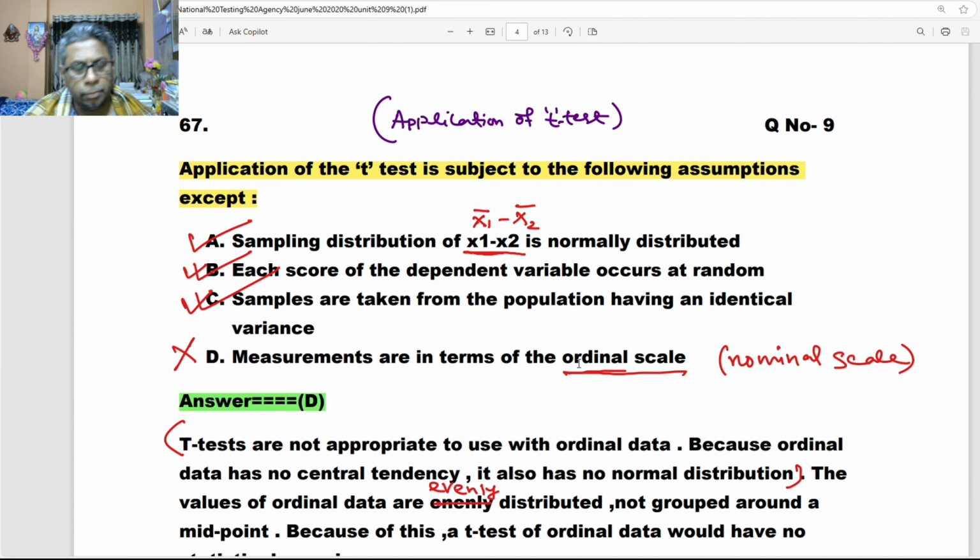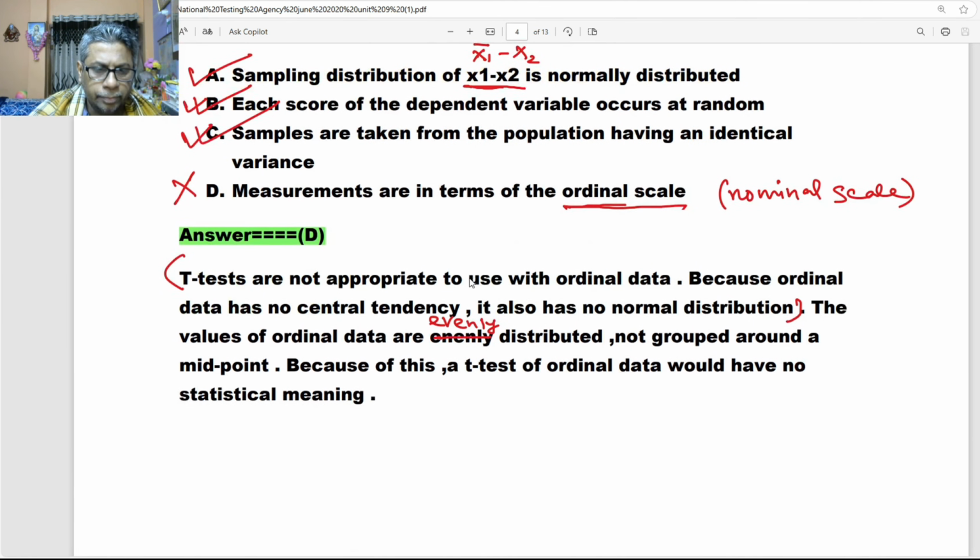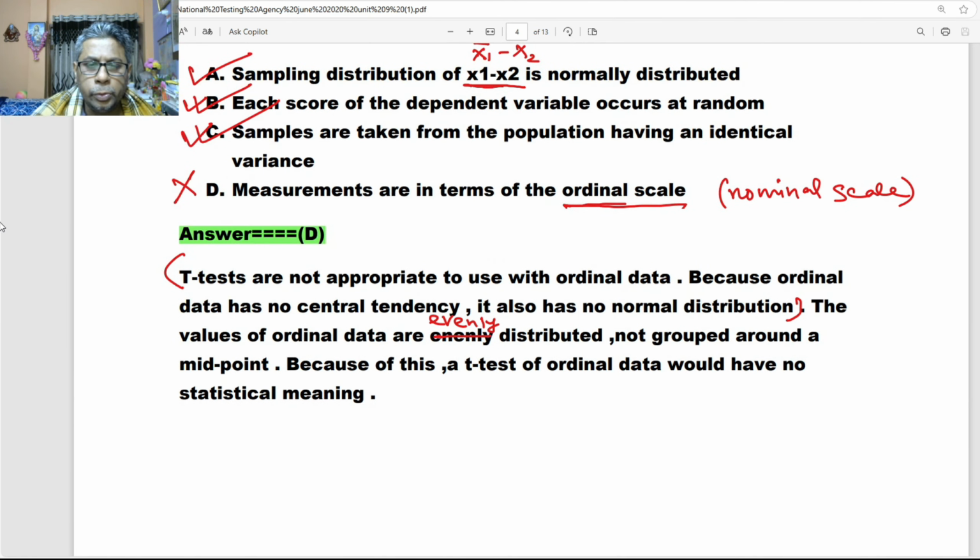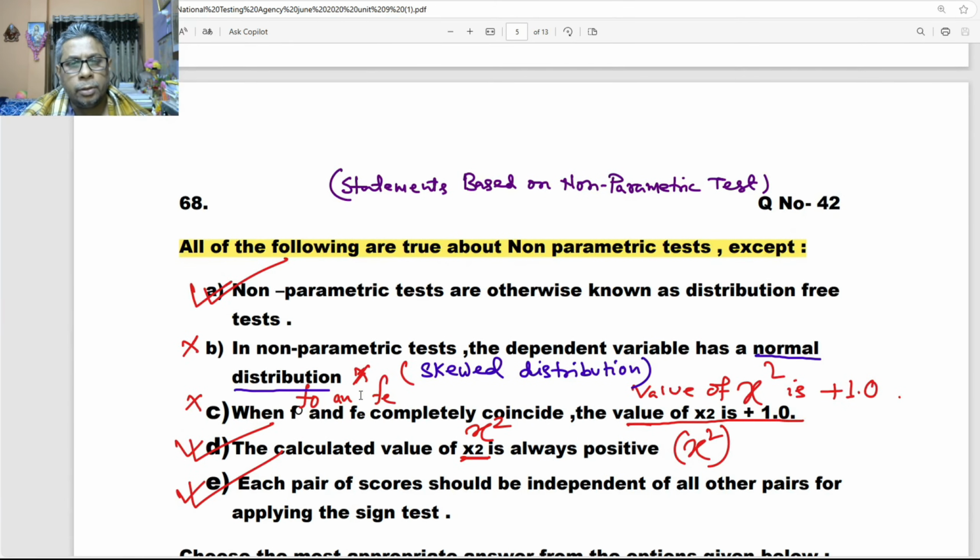This is wrong. In the previous question we observed it should be the nominal scale in the case of the assumptions of the t-test. The t-tests are not appropriate to use with ordinal data because ordinal data has no central tendency. It also has no normal distribution. We have to remember the values of ordinal data are evenly distributed, not grouped around a midpoint. Because of this, a t-test on ordinal data would have no statistical meaning. Now we move on to our next question.